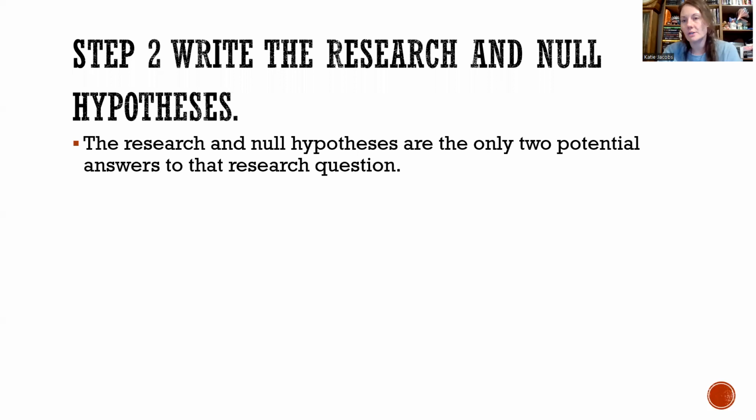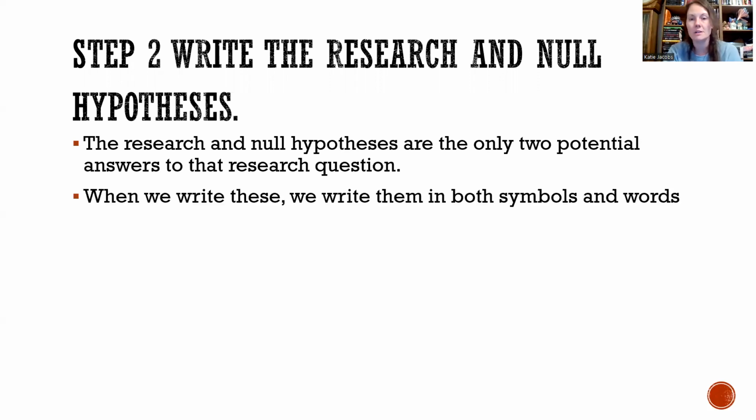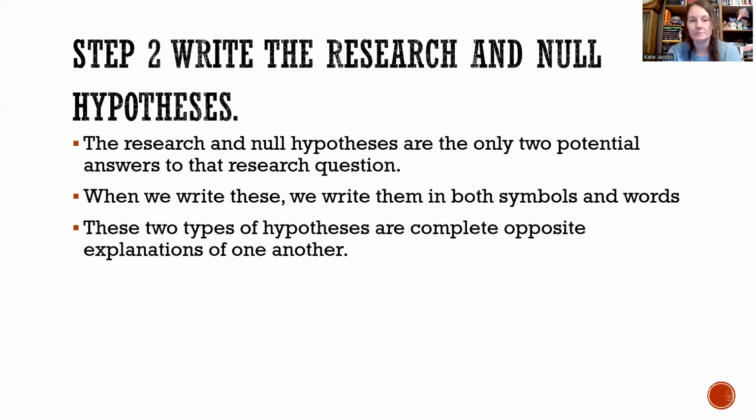So whenever we have a research question, there's only 2 possible answers to this research question. One answer could be the research hypothesis, or the answer is the null hypothesis. These are our only 2 possible answers to a research question. When we write these, we'll learn to write them both in symbols, and we'll also write them into words. These 2 hypotheses are complete opposite explanations of one another. So they cover every single possible outcome that we could get.